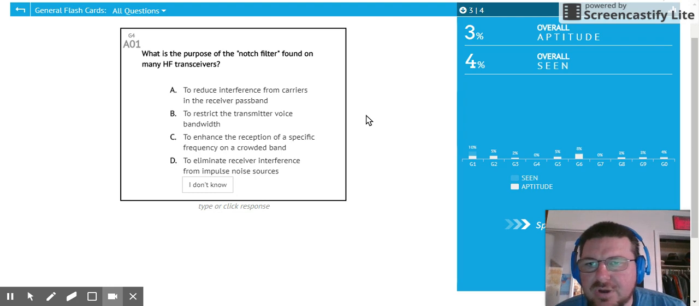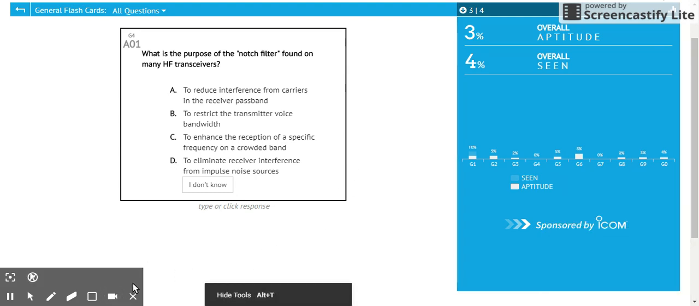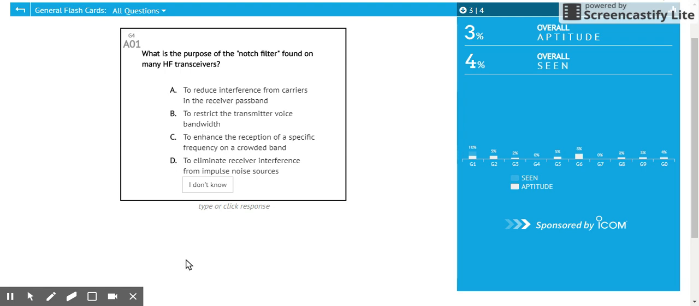So let's go through question G4A01. What is the purpose of the notch filter found on HF transceivers? A. To reduce interference from carriers in the receiver passband. B. To restrict transmitter voice bandwidth. C. To enhance the reception of a specific frequency on a crowded band. Or D. To eliminate receiver interference from impulse noise sources.